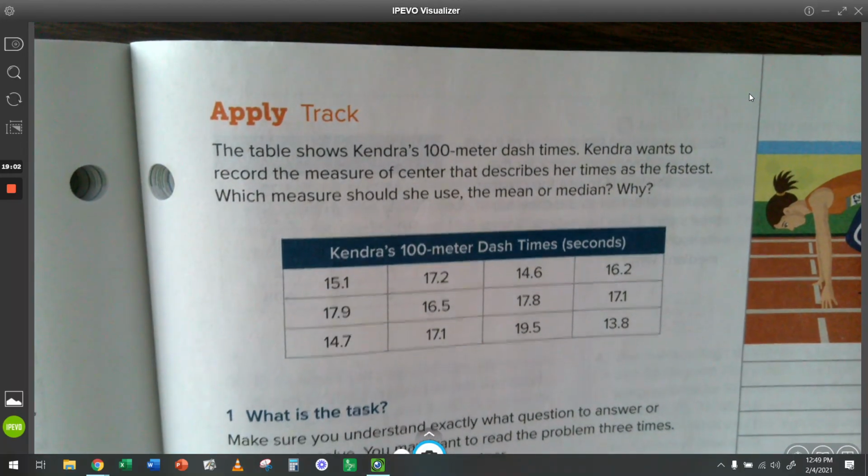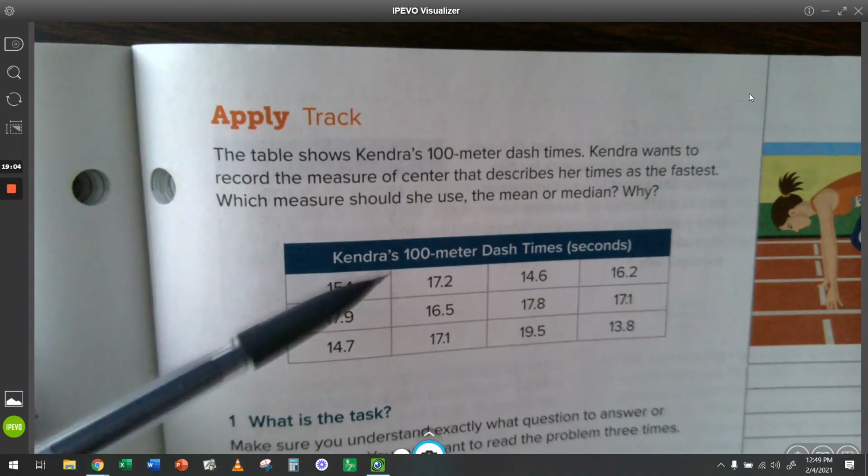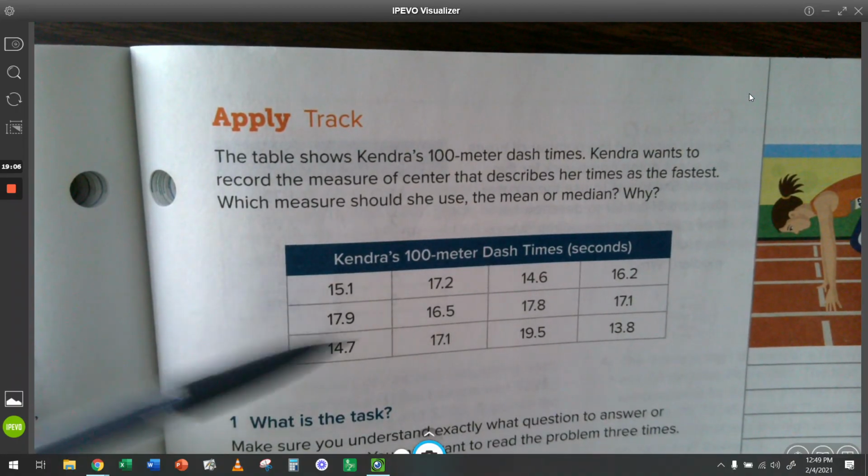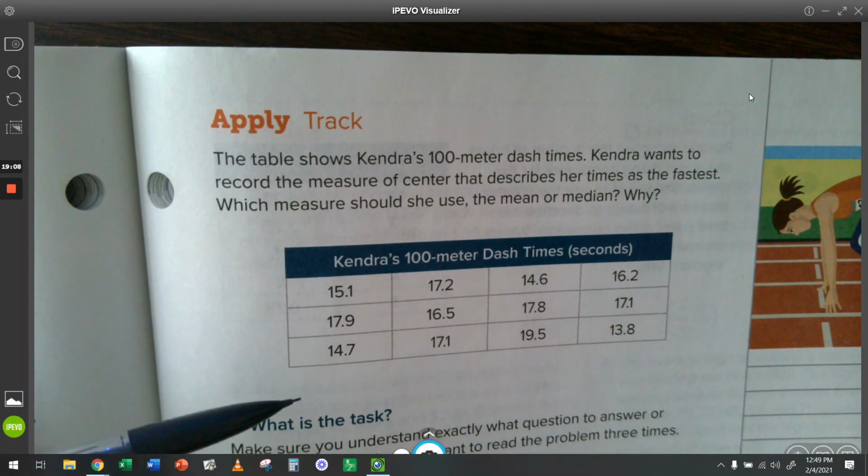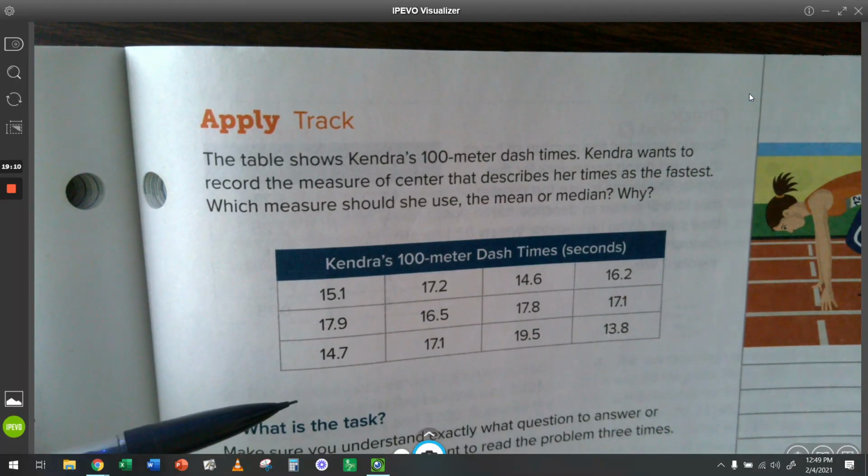So I'd like you to go ahead and find the mean and the median and decide which one would be the best description of her times. So give it a try.